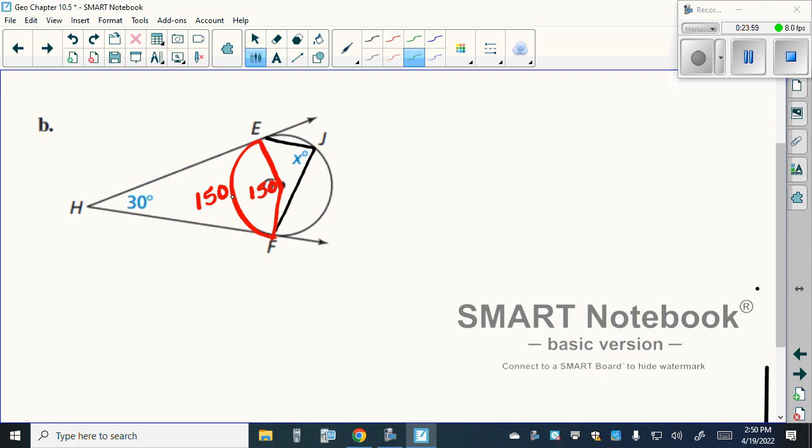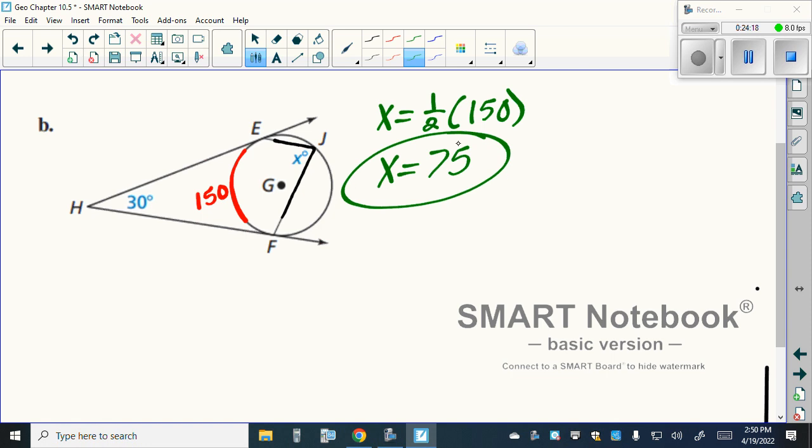And the reason that this is helpful and the reason that we're looking at this here is because this angle, this inscribed angle, is half the measure of its arc. So it's half of 150. So for these here, we just had to find the measure of the arc first, so then we can find the inscribed angle. Any questions on this here?